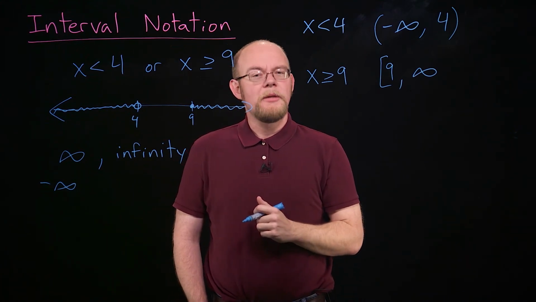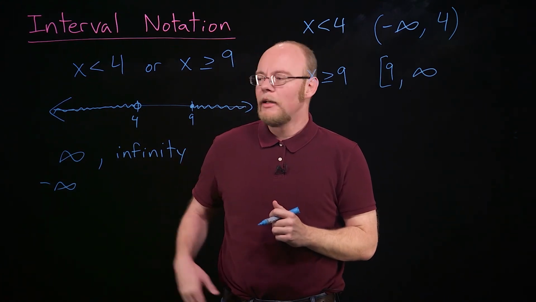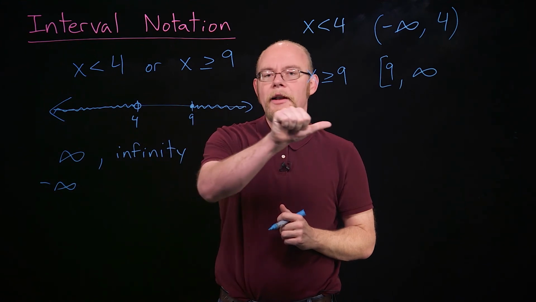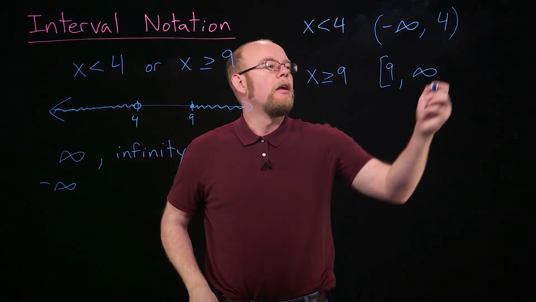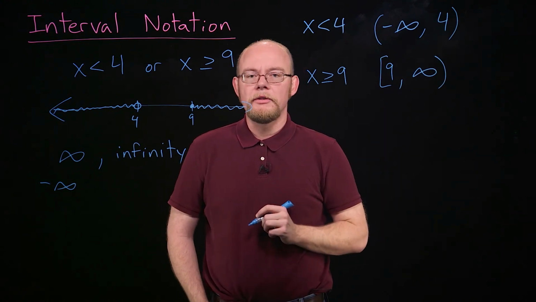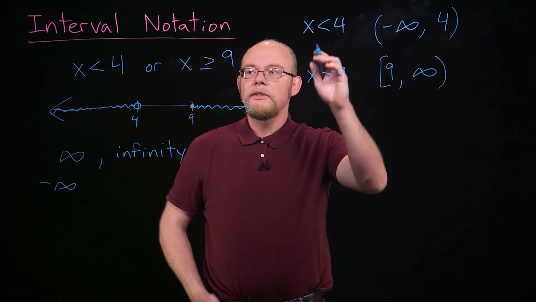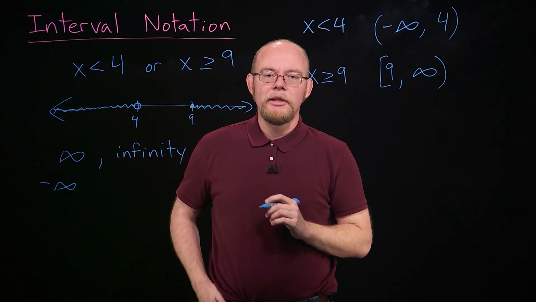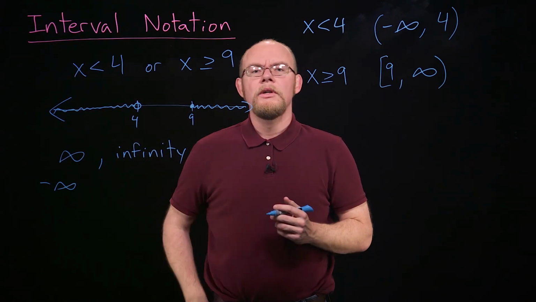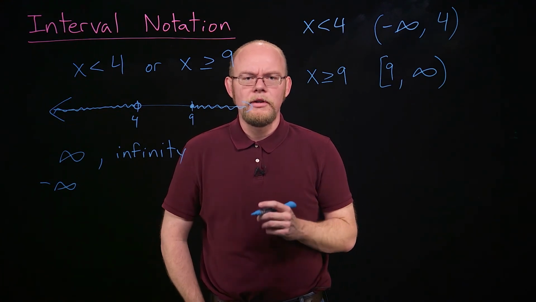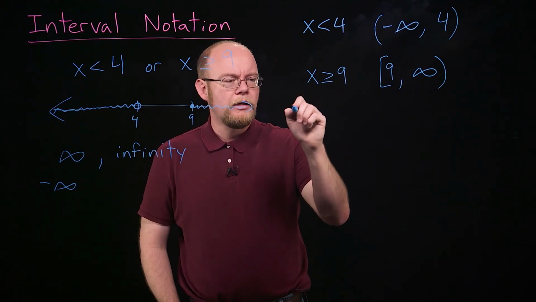So if we were to think about what infinity and negative infinity mean, positive infinity means keep going right on and on and on. Negative infinity means keep going left on and on and on. And so that's how we express these two intervals. Now that expresses each of these things separately, but if we recall, the solutions were either this or this. So what do we say when we want to glue these things together? Well, we use the idea of a union.